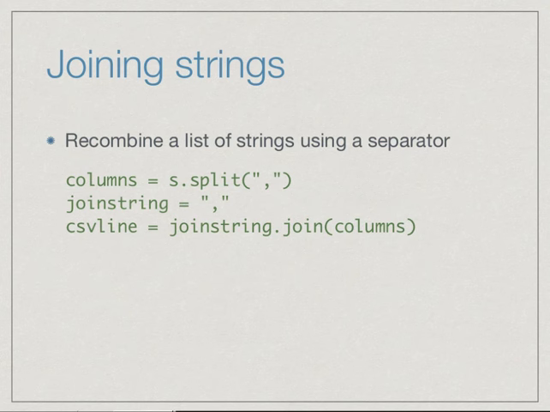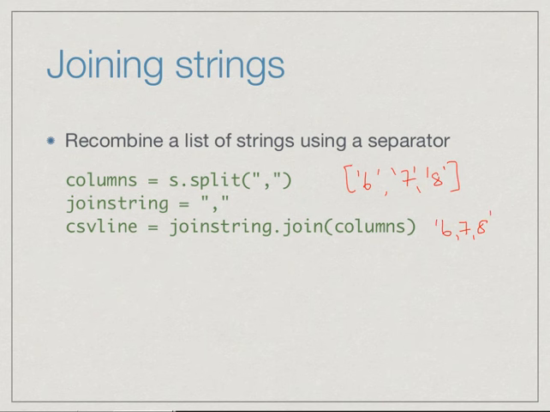So you've just given it a name here, join string is equal to comma, and then CSV line is join string dot join columns. What this says is use comma to separate. So if at the end of this I had got, like last time, 6, 7 and 8, then this will now put them back as 6, 7, 8 into a single string.